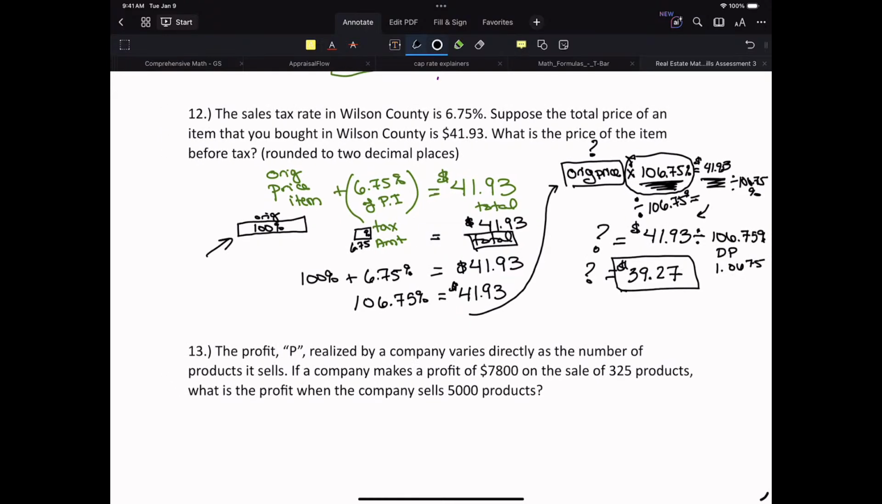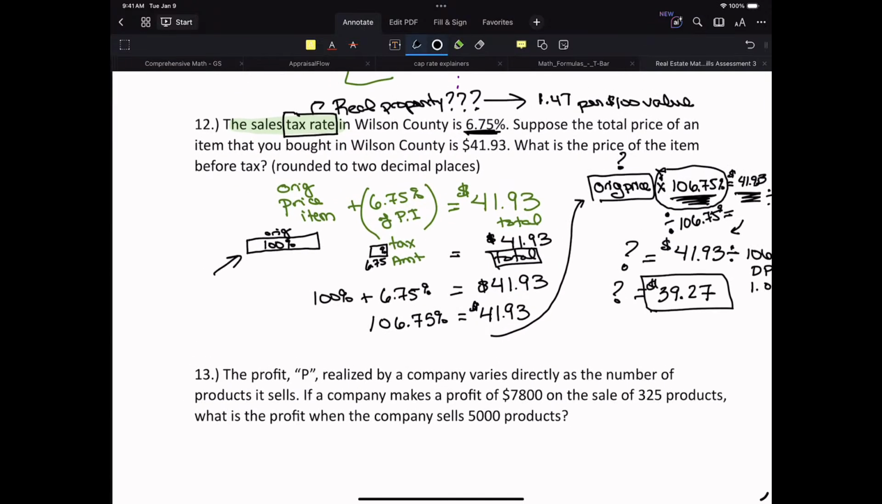Hey, look, it's taxes. We might have done sales taxes, but aren't you going to have to do real property taxes on your class exam and your state exam? And we said it's a tax rate of a percentage. But remember, our tax rate on real property exams could be something like you're going to pay $1.47 per 100 of value. I hate to break it to you, but taxes are the same thing.